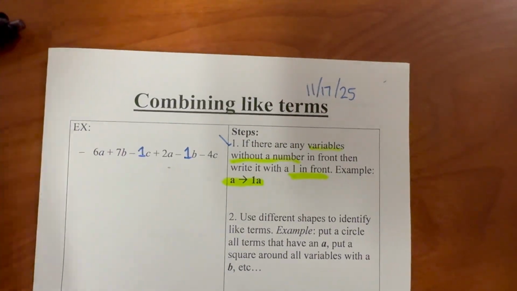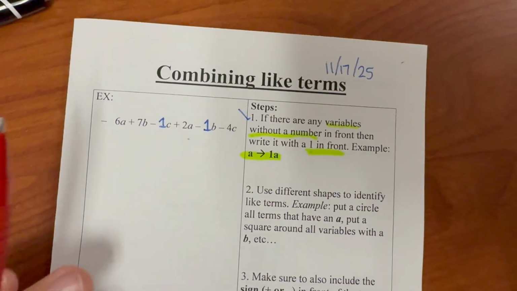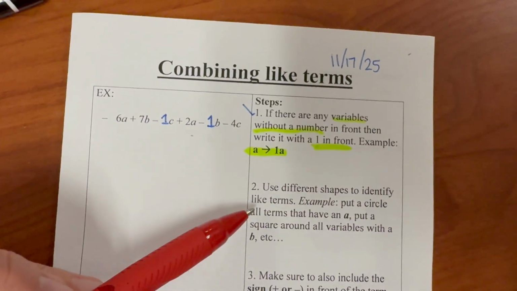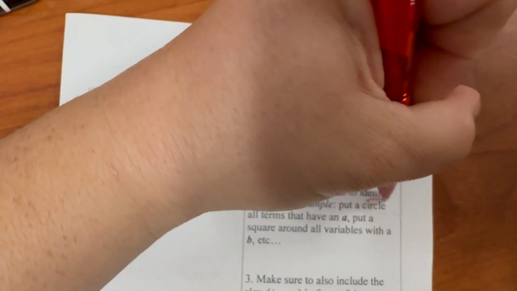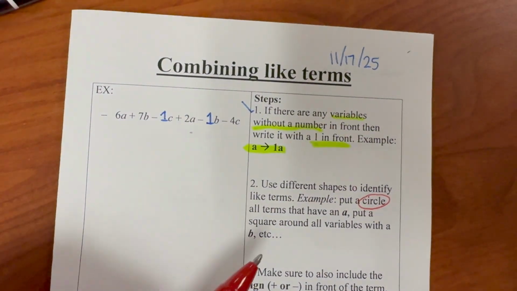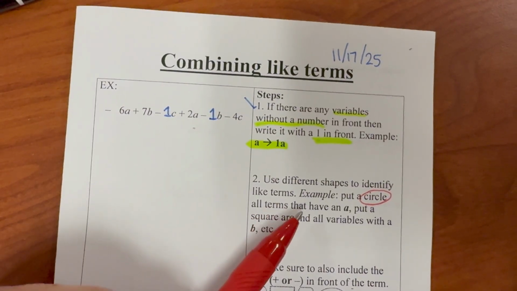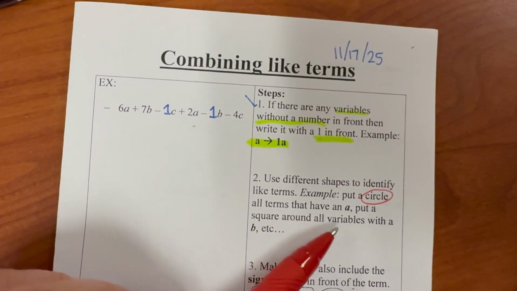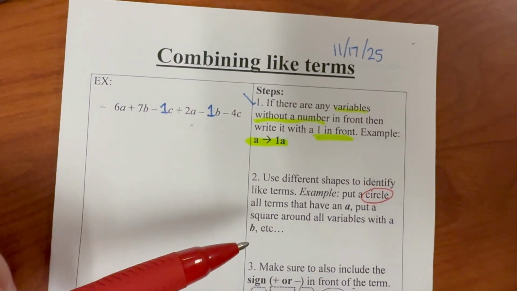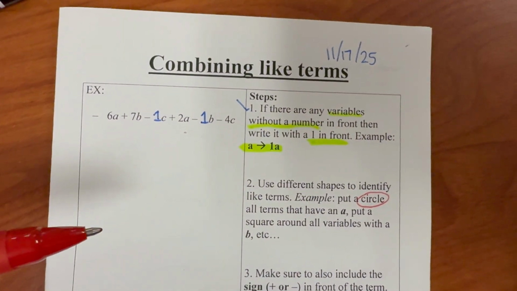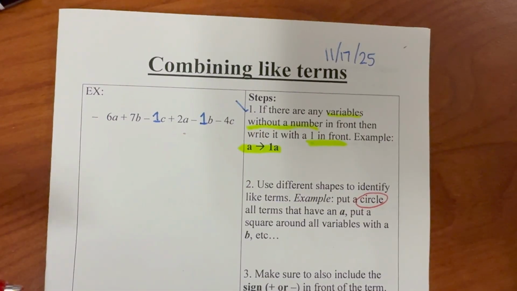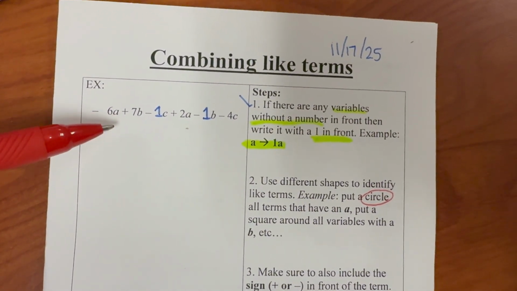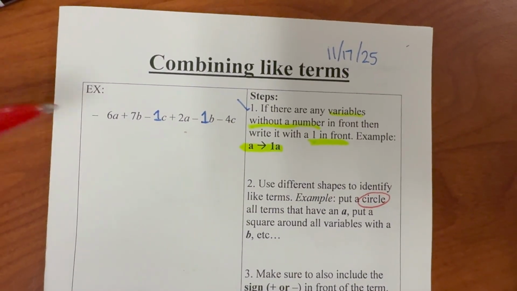Step 2, it says use different shapes to identify like terms. Example, put a circle. I'm going to go ahead and circle that. Put a circle, all terms that have an A. Put a square around all variables with a B, etc. So let's go ahead and look at the terms that are the same. So if they have the same letter, the same variable, they are like terms. So we have A here.